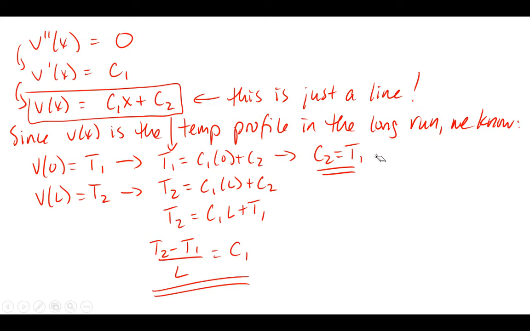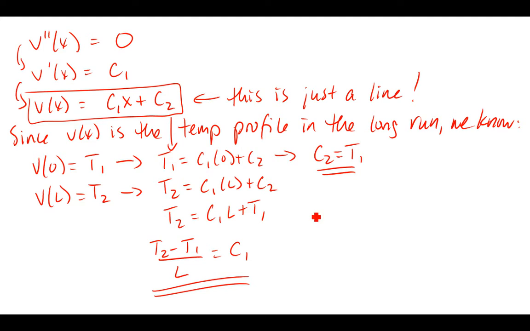So I get some pretty easy numbers. Remember, these are numbers. T1 and T2 are temperatures: the temperature on the left end, the temperature on the right end. L is the length of the rod. So you certainly know how much C1 and C2 are right from the beginning of the problem.